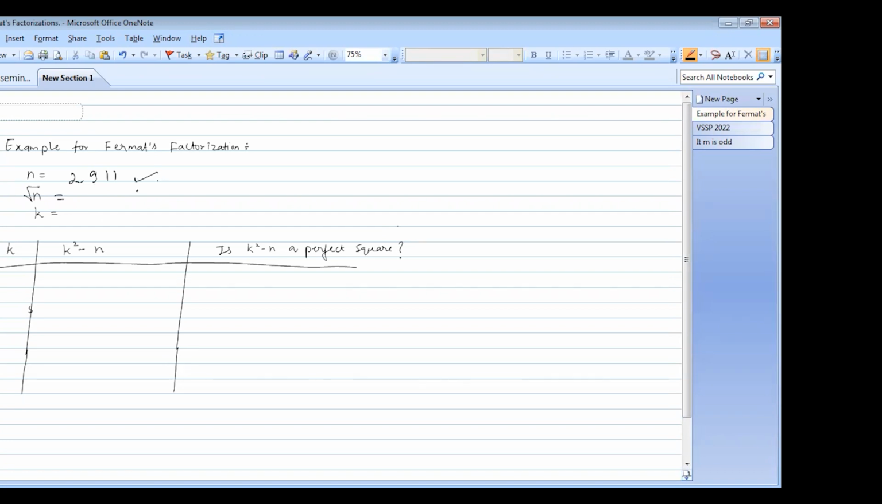The number is 2911. What will the square root be? I'm getting 53.95, so I can choose k to be 54. k square minus n means 54 square minus 2911, which is 5. It is not a perfect square. So we proceed with 55. 55 square minus 2911 is 114. This is again not a perfect square.